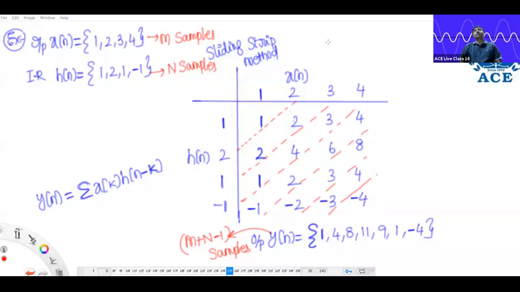Take the samples of the input and system. However we are doing general multiplication, follow it. After that, make that sliding strip arrangement. Add the values inside each strip.